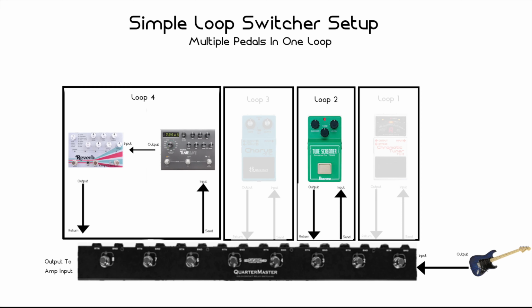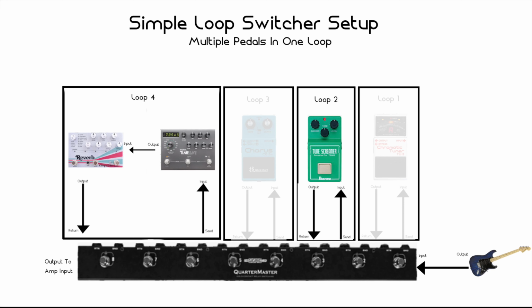In the most simple setups, you would have one pedal in each loop. However, you may have more pedals than the amount of loops your switcher has. For example, you may have 5 loops but 6 pedals. Or you may have pedals that you always use at the same time. So instead of turning both pedals on separately, you can add them to the same loop and turn them on with the same switch.